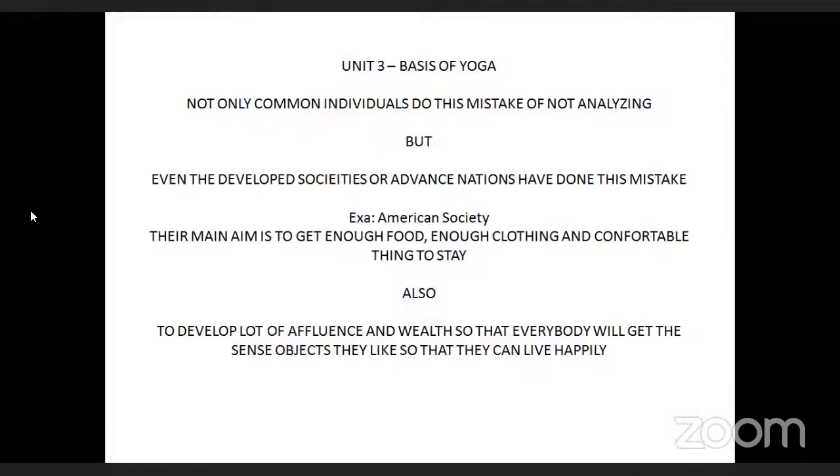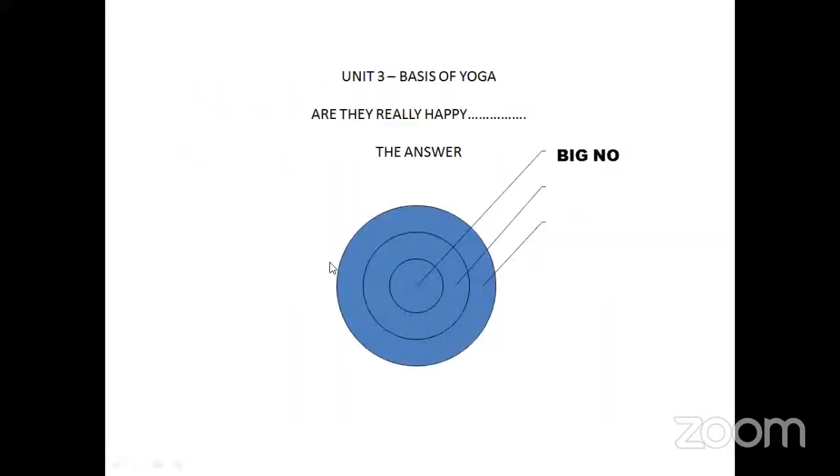So where is happiness? Even the developed societies or advanced nations have made this mistake of not analyzing happiness. Example, American society: their main aim is to get enough food, enough clothing and comfortable places to stay, and also to develop a lot of affluence and wealth so that everybody gets the objects they like and can live happily. That was the aim earlier.